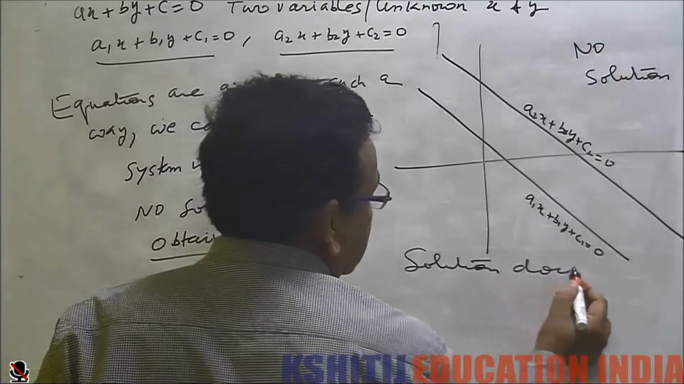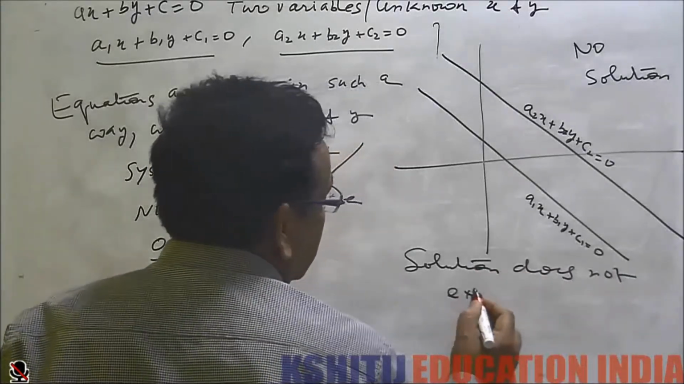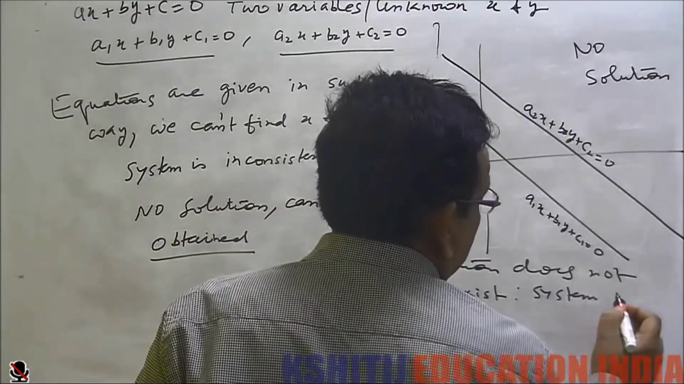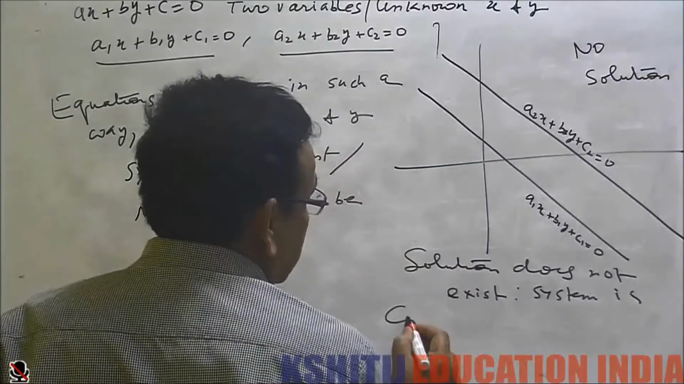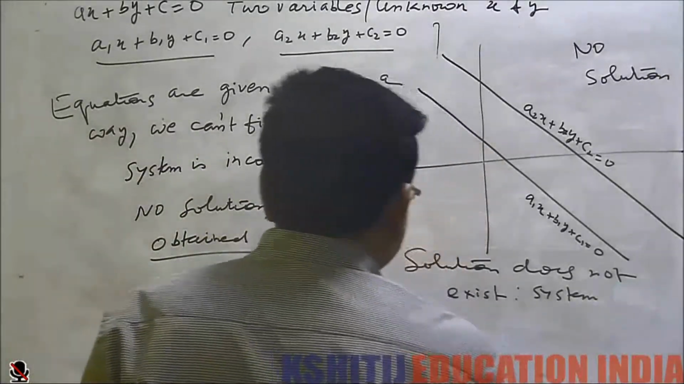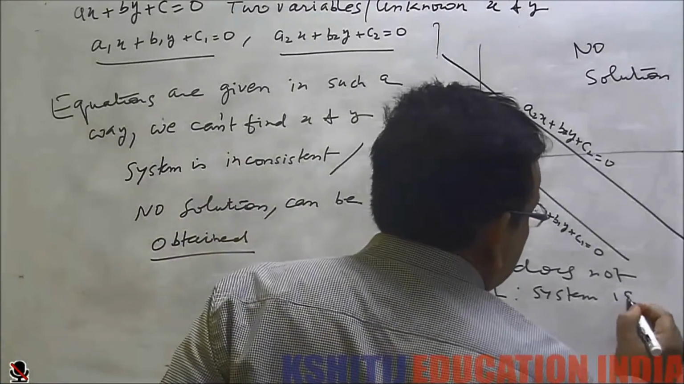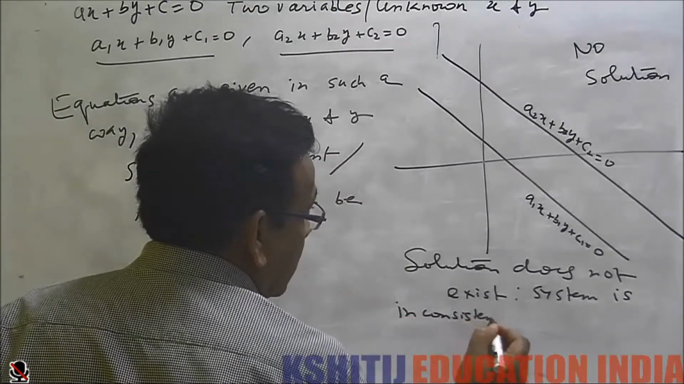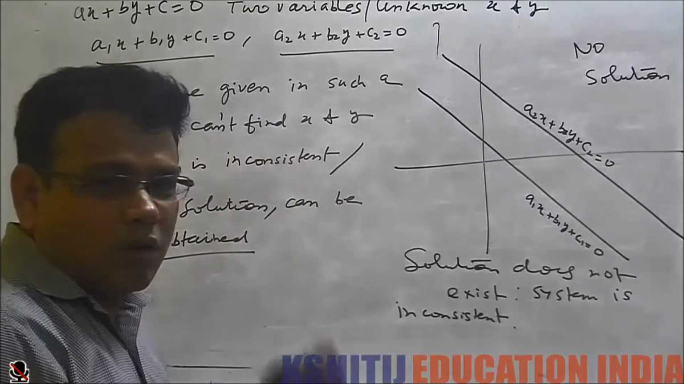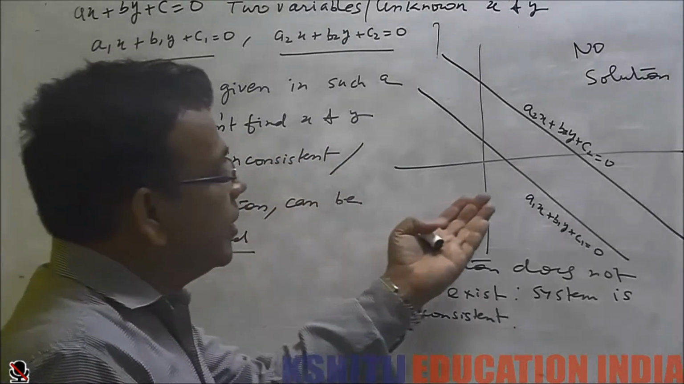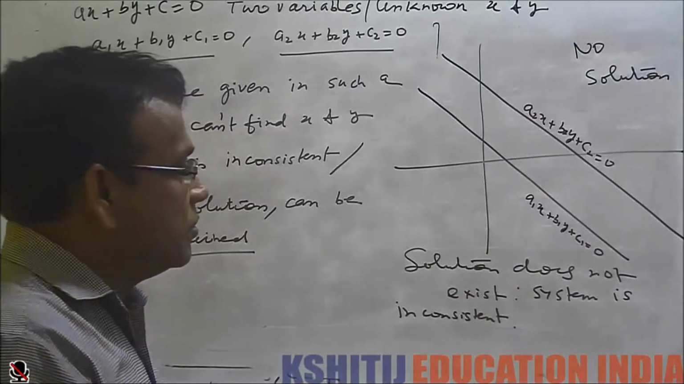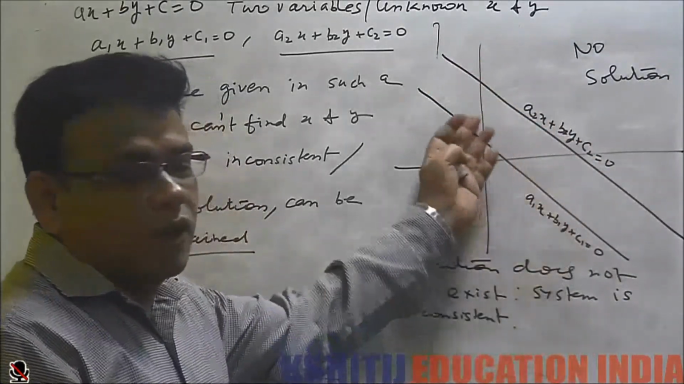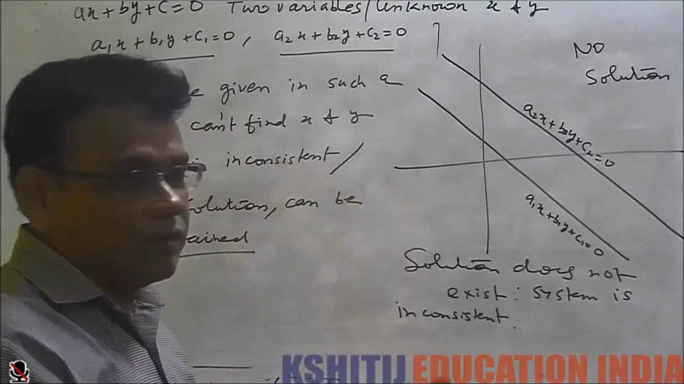Solution does not exist. System is inconsistent. That means there is no common value of x and y which can satisfy both the equations. They have different x and y sets of values. They have also got a different x and y set of values. There are no common values.